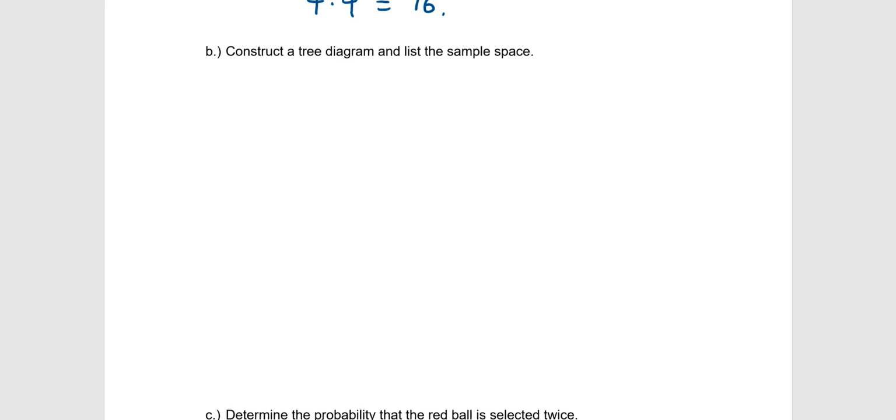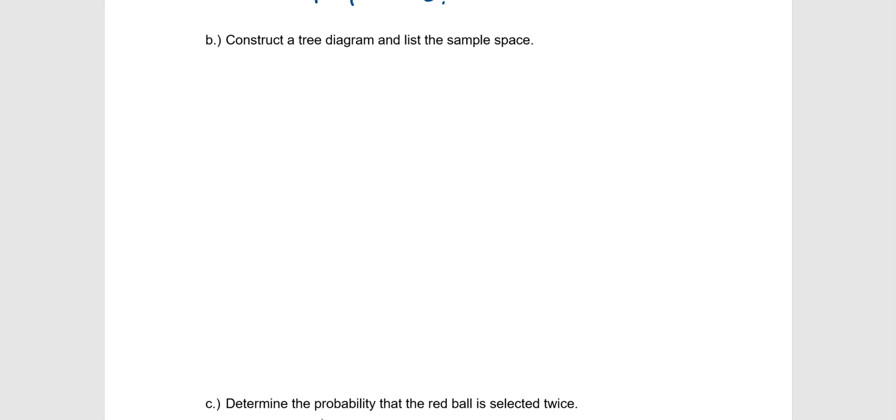So first we are going to have our first selection, and that means we can choose a red, blue, green, or orange. I'm just going to abbreviate and use the first letters once again. So that means we can choose a red, blue, green, or orange. And then we put that ball back because it was with replacement, and then we choose our second one.